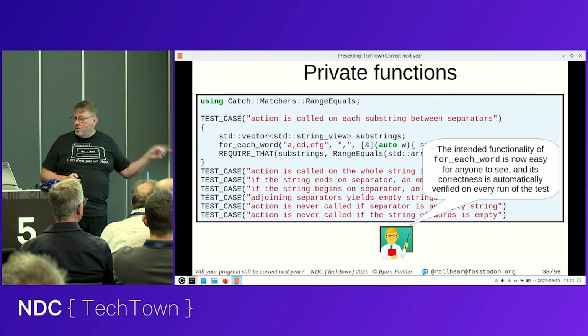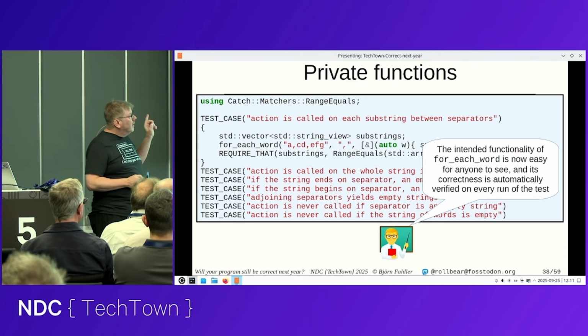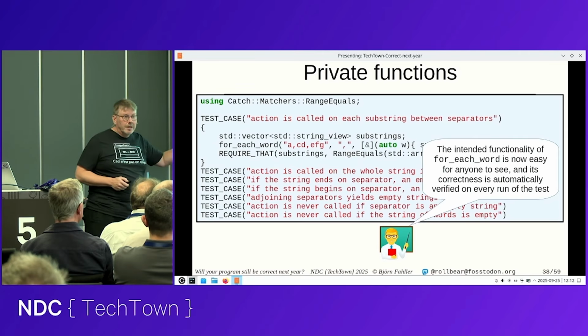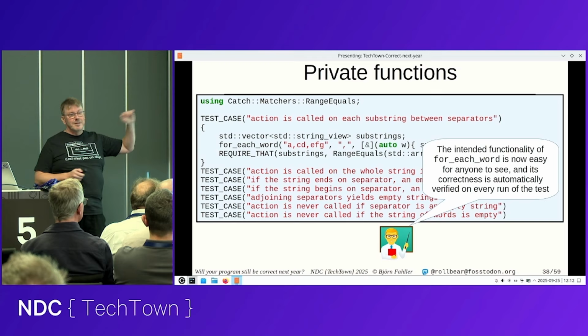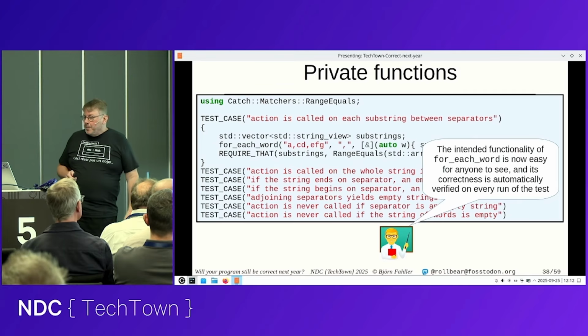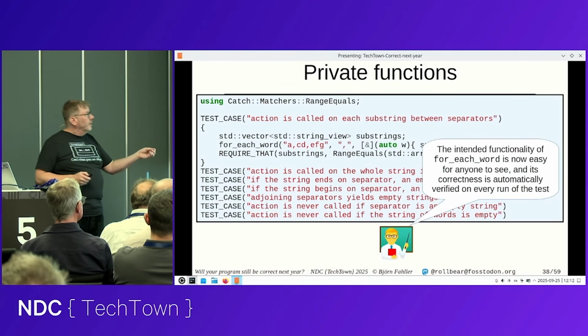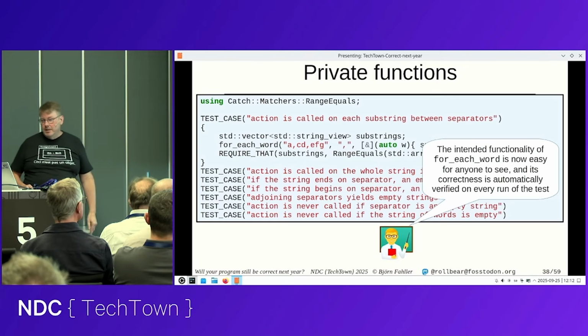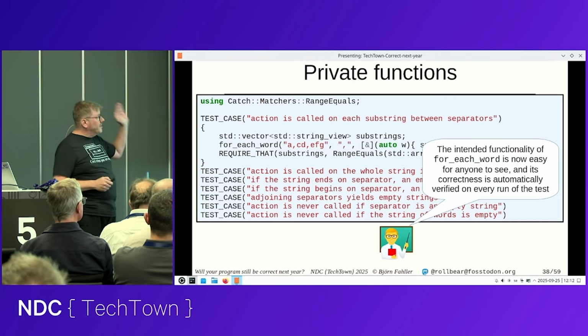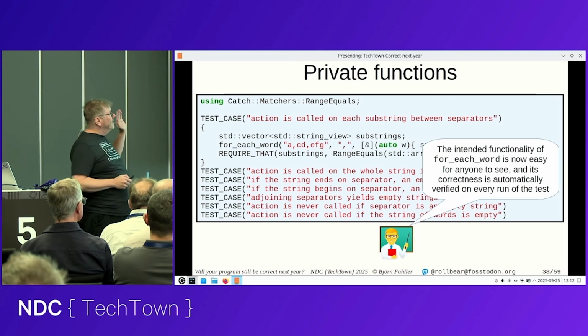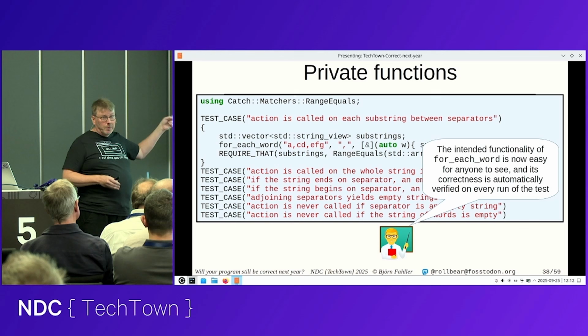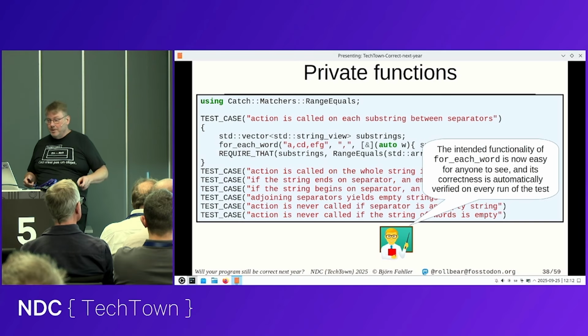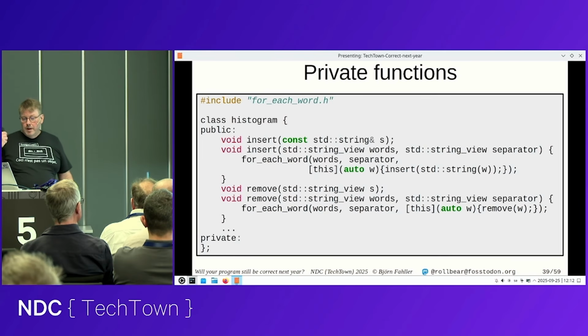This is enormously powerful because now the intended functionality of for each word is easy to see for everyone who just reads the title of each test. So if you have the function signature and you just read these names, you know exactly what to expect of it. And it is tested on every build. So if you make a change to the implementation, if you screw up, it will be found. This is enormously good.